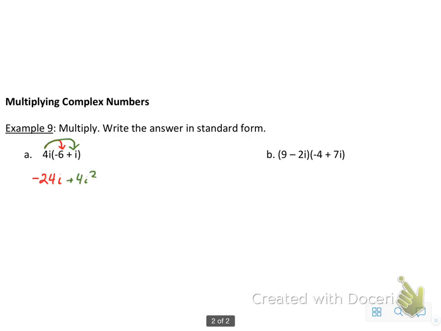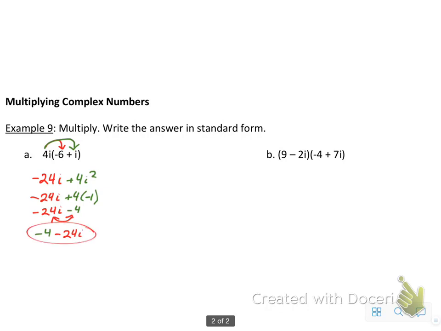Now, if you look at the top of your page, it says that I squared equals negative 1. So instead of keeping that as I squared, we are going to write negative 24i plus 4 times negative 1. Well, 4 times negative 1 is negative 4. Now, we have to do one more thing. In order to write it in standard form, it has to be a plus bi. Right now, we have bi plus a. So we need to swap their places so that we have negative 4 minus 24i.